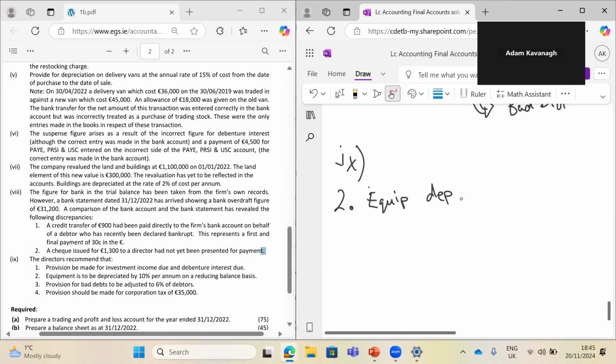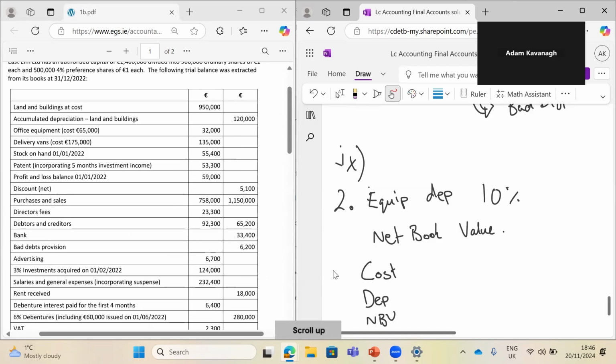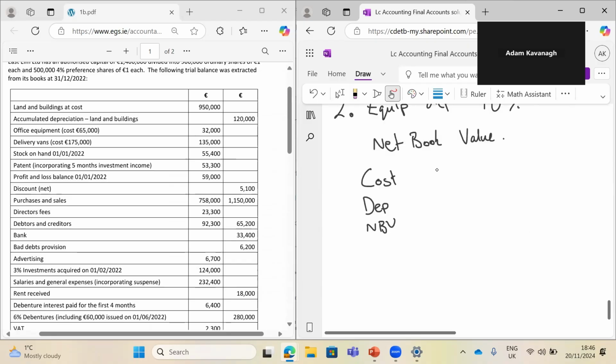And it's 10% per annum on reducing balance basis. So reducing balance basis just means the net book value of the equipment. So we need to figure out what is the net book value of equipment and depreciate at that amount. Okay, so we have cost, depreciation, and net book value. So the cost of equipment in this question is 65,000. Cost is 65.